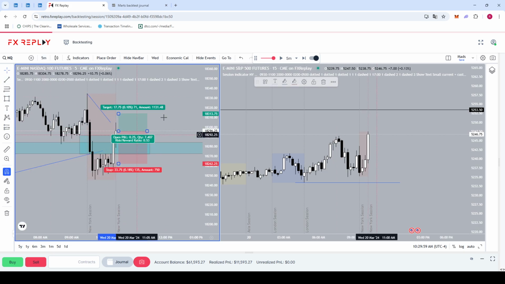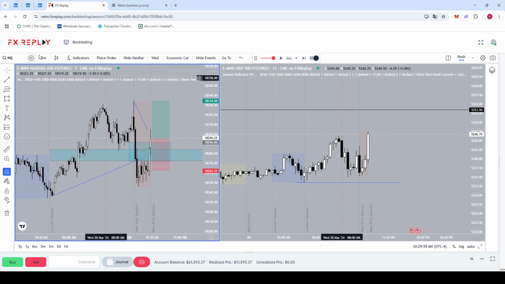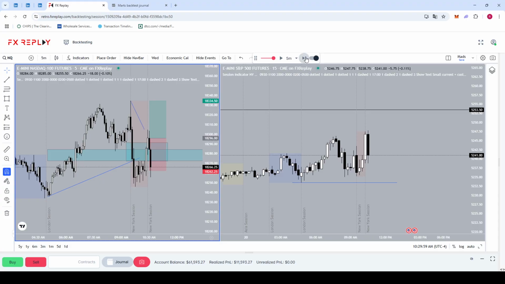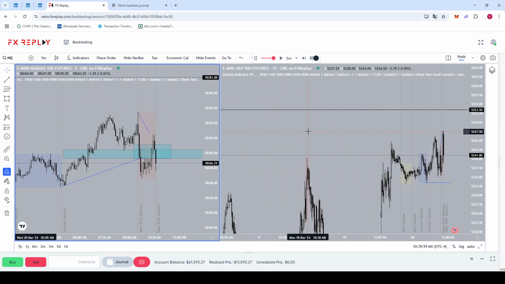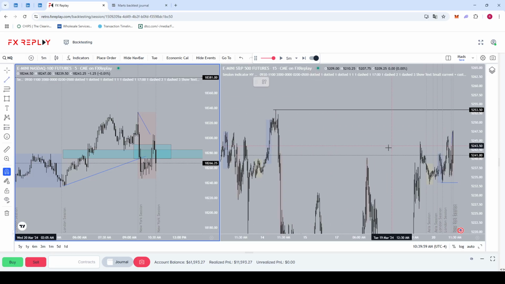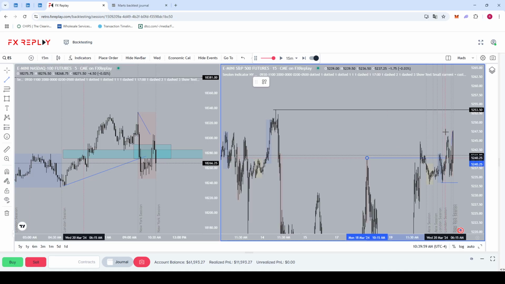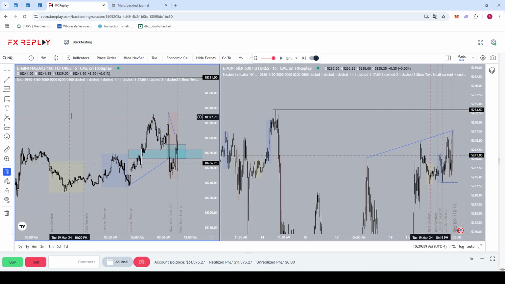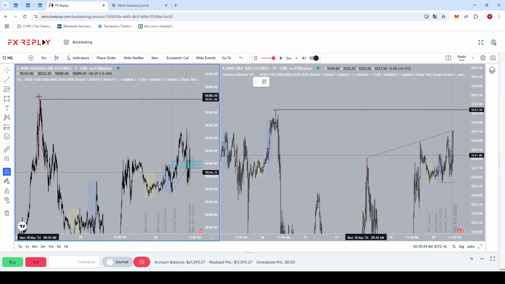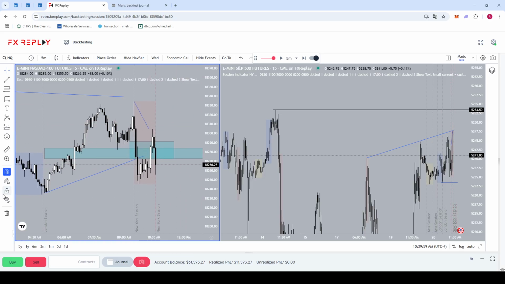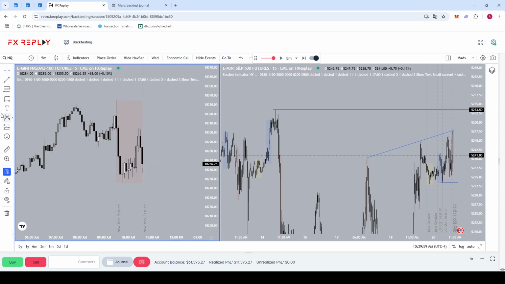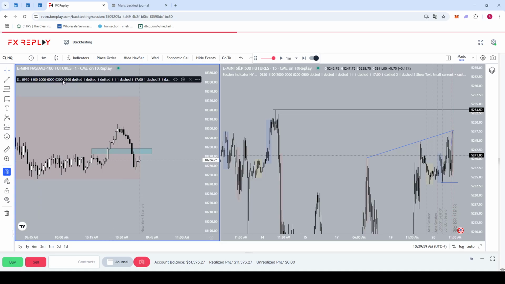You could do something like this. Yeah, exactly. This SMT could send us lower. And as you saw, we already took out this high on ES. As you can see, we didn't on NQ. So this right here, not a good setup at all. This is the setup though.